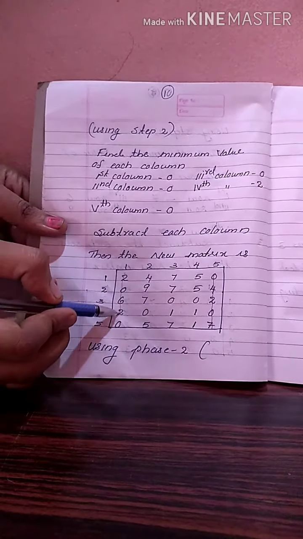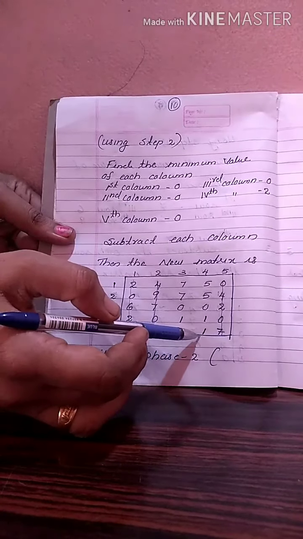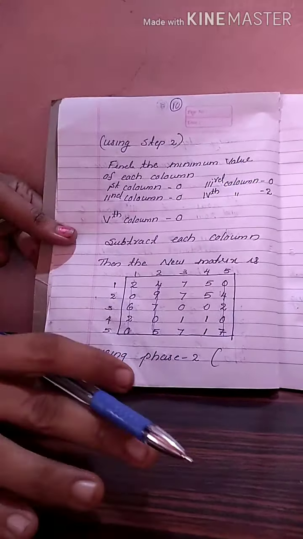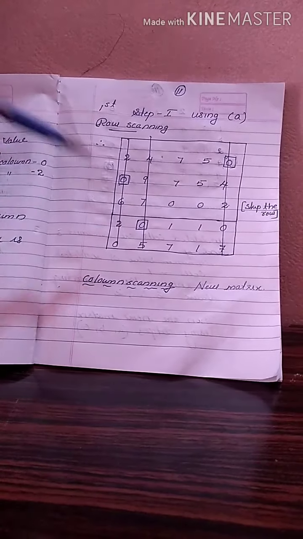Then the fifth row. In the fifth row, this 0 is deleted. Then the numbers are 7, 1. There are no zeros. Okay, that is the new matrix. After row scanning, the new matrix is this.